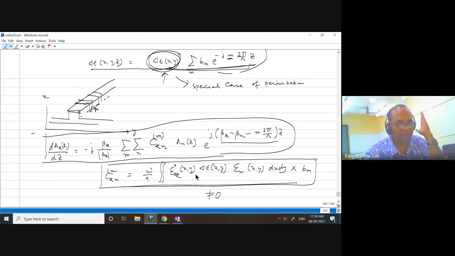So you can break the orthogonality condition, but still the modes will be independent. They will not couple or exchange power among themselves. It will propagate like an eigenmode, in principle. Is that clear?